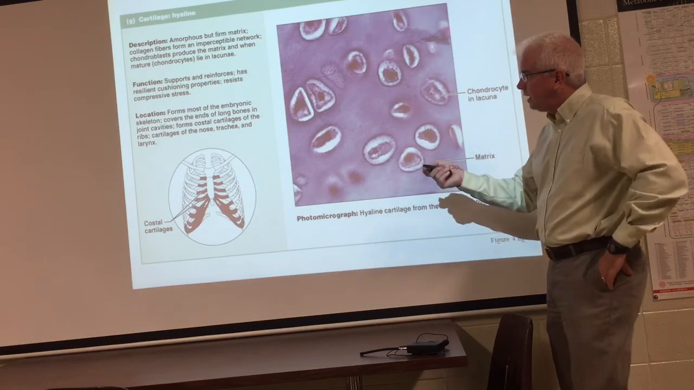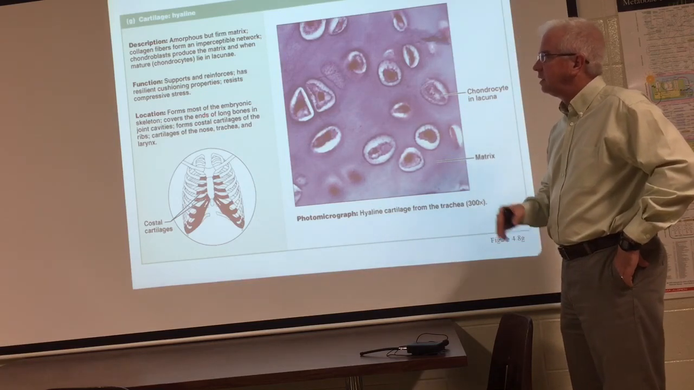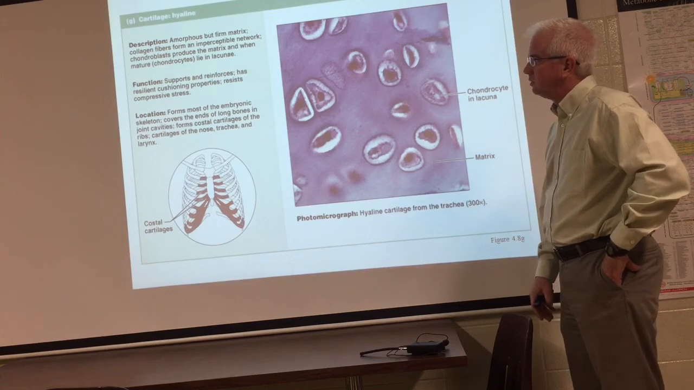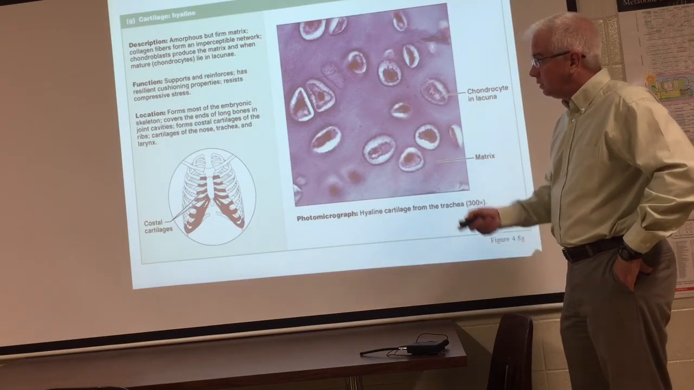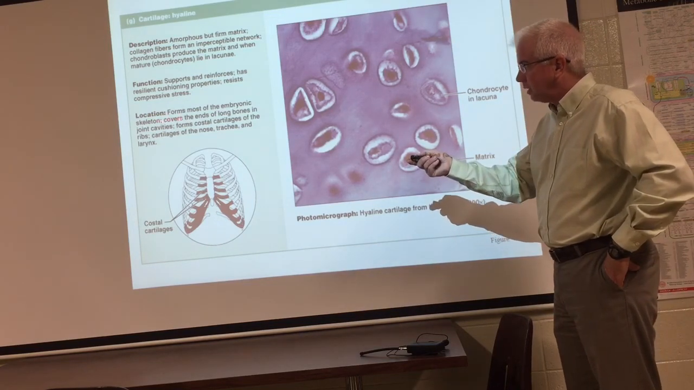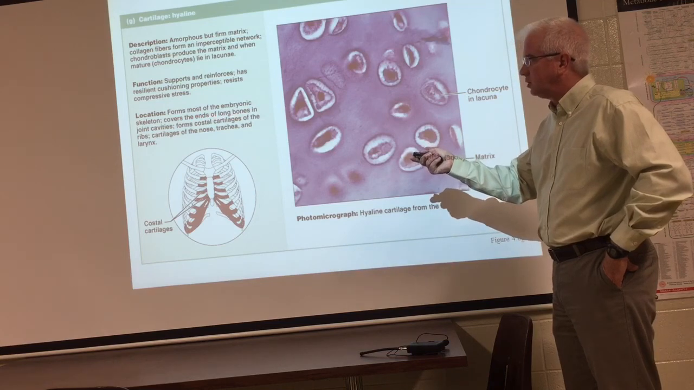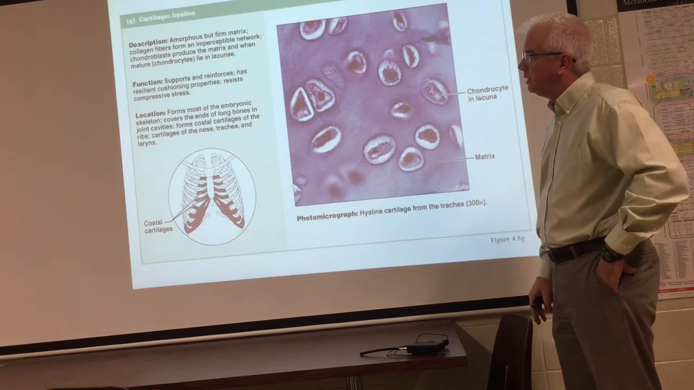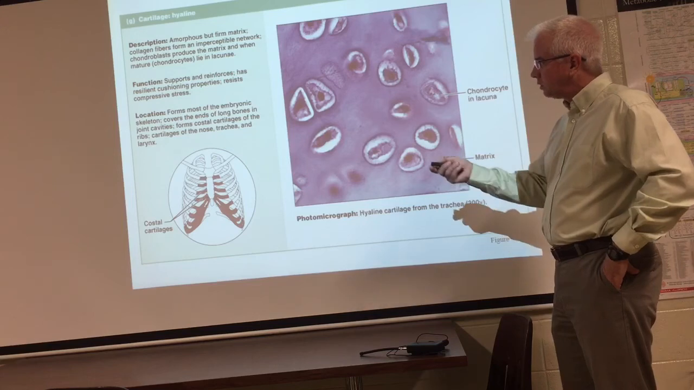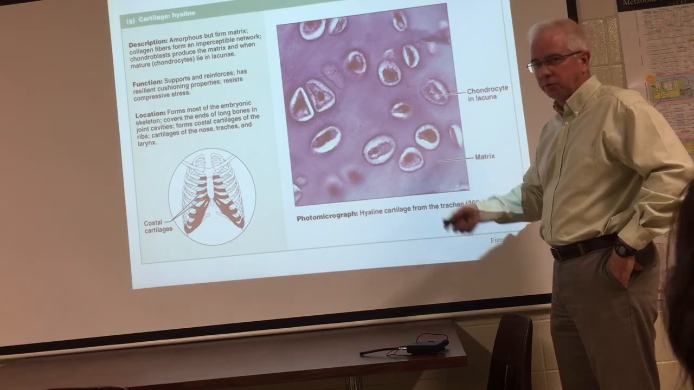So to say it forms most of the embryonic skeleton is a dramatic understatement in terms of its importance and distribution. As I said, these are related. This articular or hyaline cartilage covers the ends of the long bones in the joint cavities. It also forms the costal cartilages of the ribs.